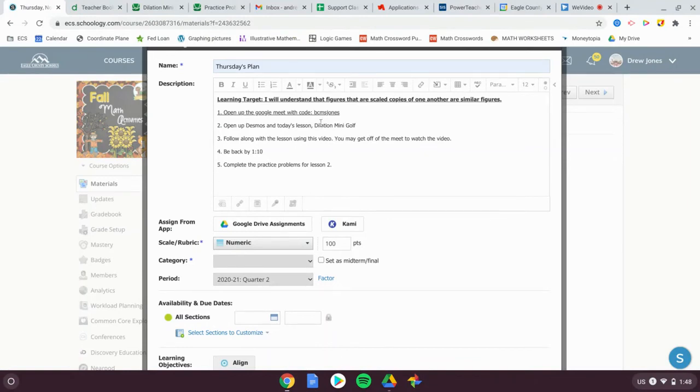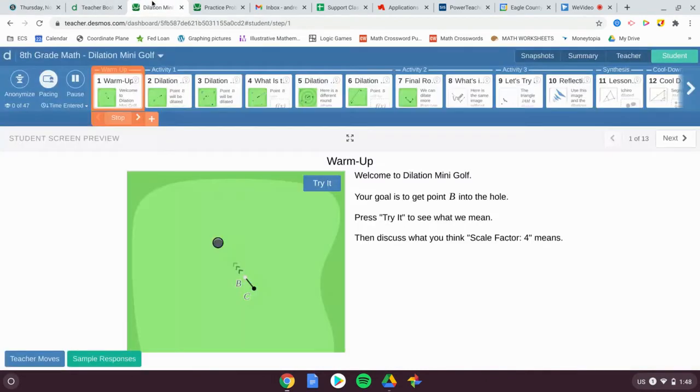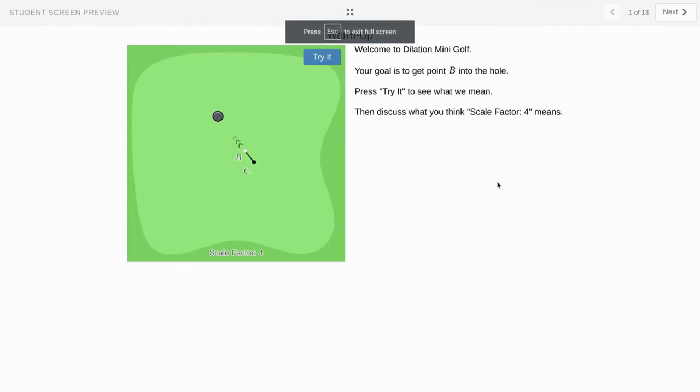At this point, you should know that we are opening the Google Meet, then opening up Desmos in today's lesson, which is dilation mini golf. Love mini golf. All right. So again, you're going to be pausing and fast forwarding, pausing and then doing the activities yourself throughout this lesson. But let's start off with the warm up.